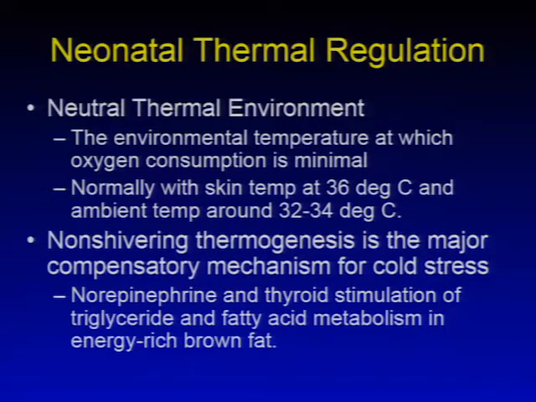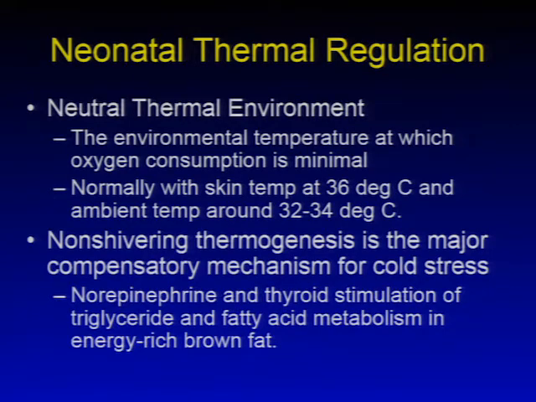Hypothermia in neonates and infants can increase oxygen consumption and metabolic acidosis, as well as increase the pulmonary as well as peripheral vascular resistance while reducing cardiac output. Prematurity, hypoglycemia, and general anesthesia exaggerate a neonate's poor metabolic response to hypothermia. The neutral thermoenvironment is the environmental temperature at which oxygen consumption is minimal, and this typically occurs at a skin temperature of about 36 and an ambient temperature around 32 to 34 degrees Celsius.